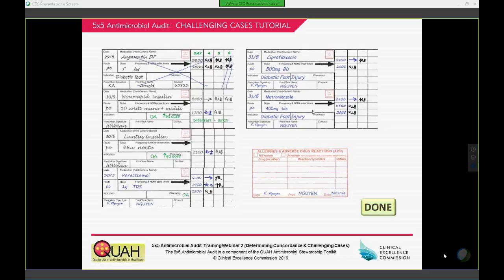And jumping straight to question 3, because we know question 2 isn't applicable, I look up the guidelines and I find that ciprofloxacin and metronidazole are actually not the recommended therapy in those empirical prescribing guidelines for a diabetic foot injury. So we'll go ahead and we'll have a look at for a reason for non-concordance.